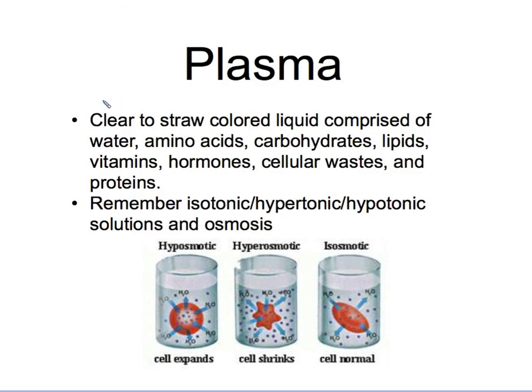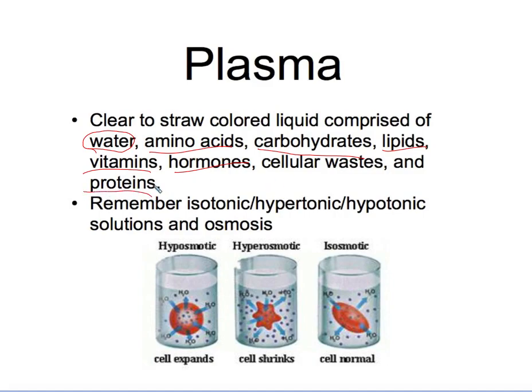And the last component we're going to talk about today is called plasma. And this is a clear to a yellowish liquid substance comprised of water, which is the main component. You also have amino acids in there. You have carbohydrates, lipids. You have vitamins and hormones. So your different waste products are there, and your proteins.